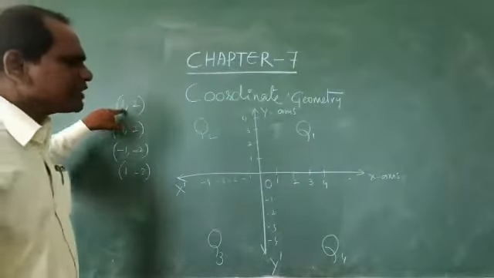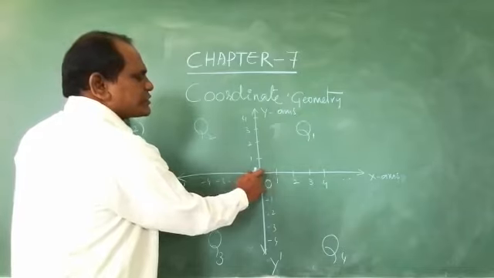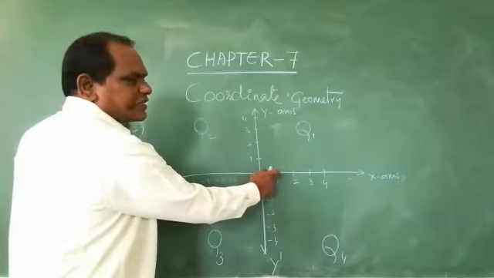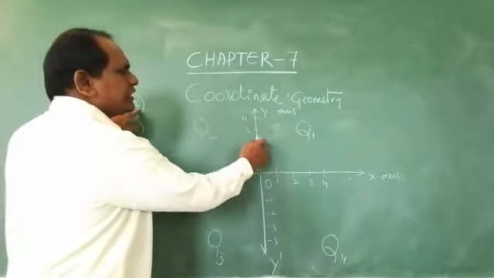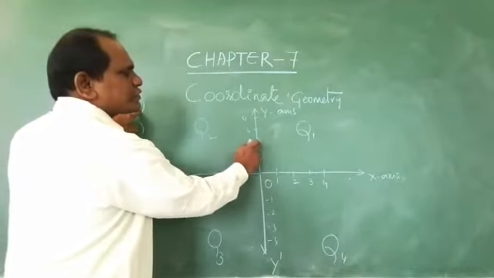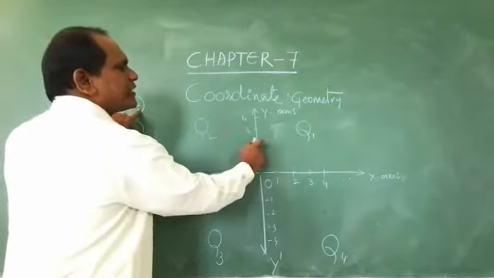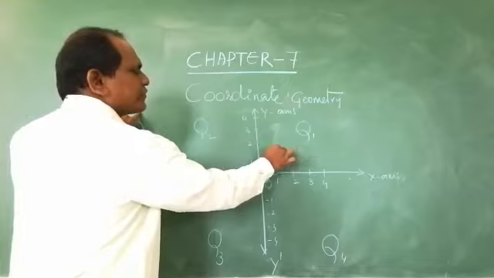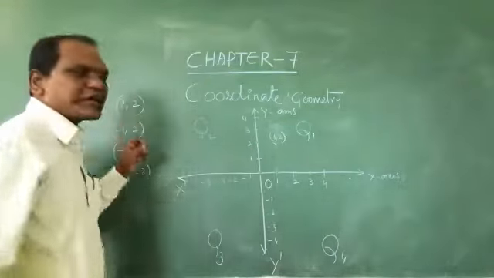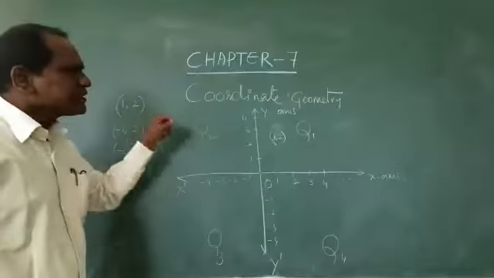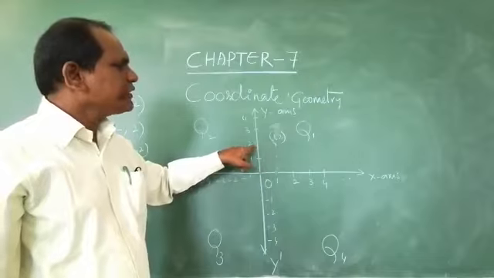Now 1 is the x coordinate, so the x value is 1 and the y value is 2. When we come with the x value 1 and y value 2, this is the position of 1 comma 2. Here 1 comma 2 means the x coordinate is 1 and the y coordinate is 2.